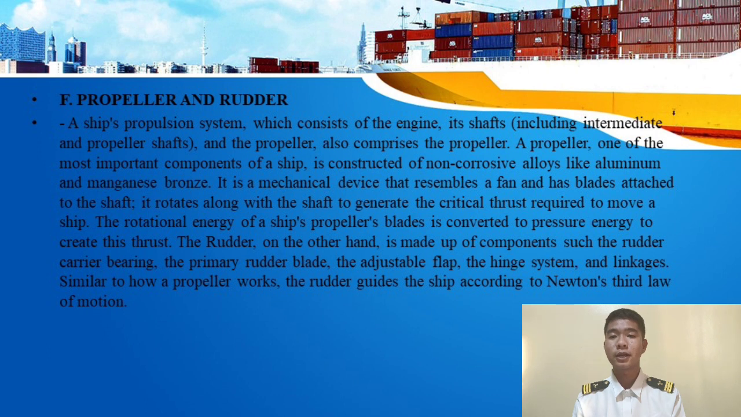A ship's propulsion system consists of the engine, its shafts, including the intermediate and propeller shaft, and the propeller. A propeller, one of the most important components of a ship, is constructed of non-corrosive alloys like aluminum and manganese bronze. It is a mechanical device that resembles a fan and has blades attached to the shaft.